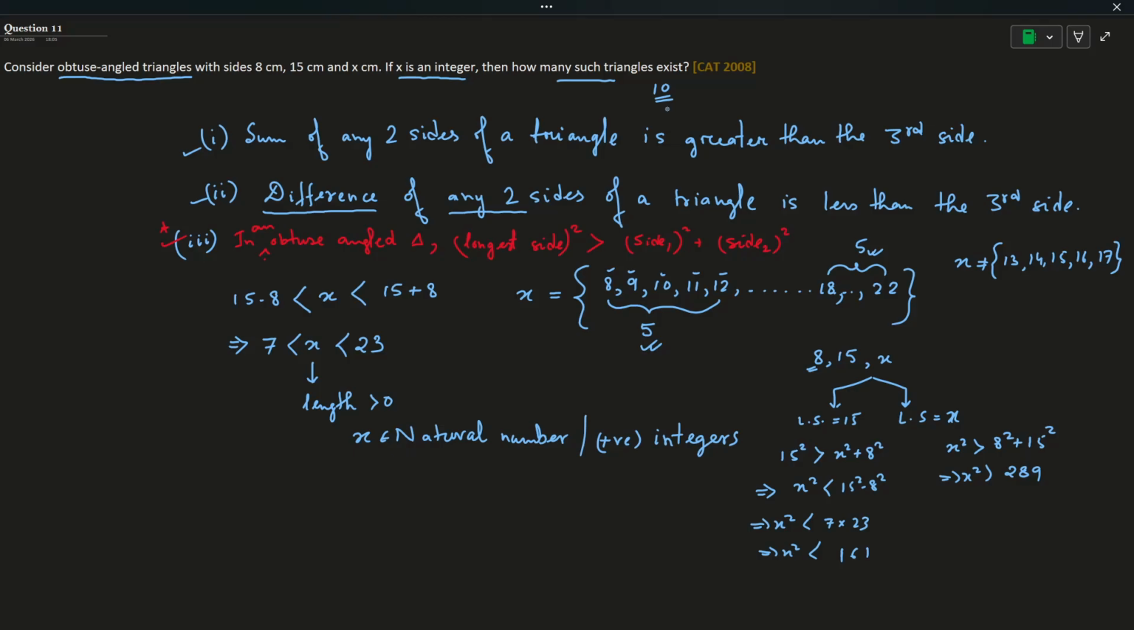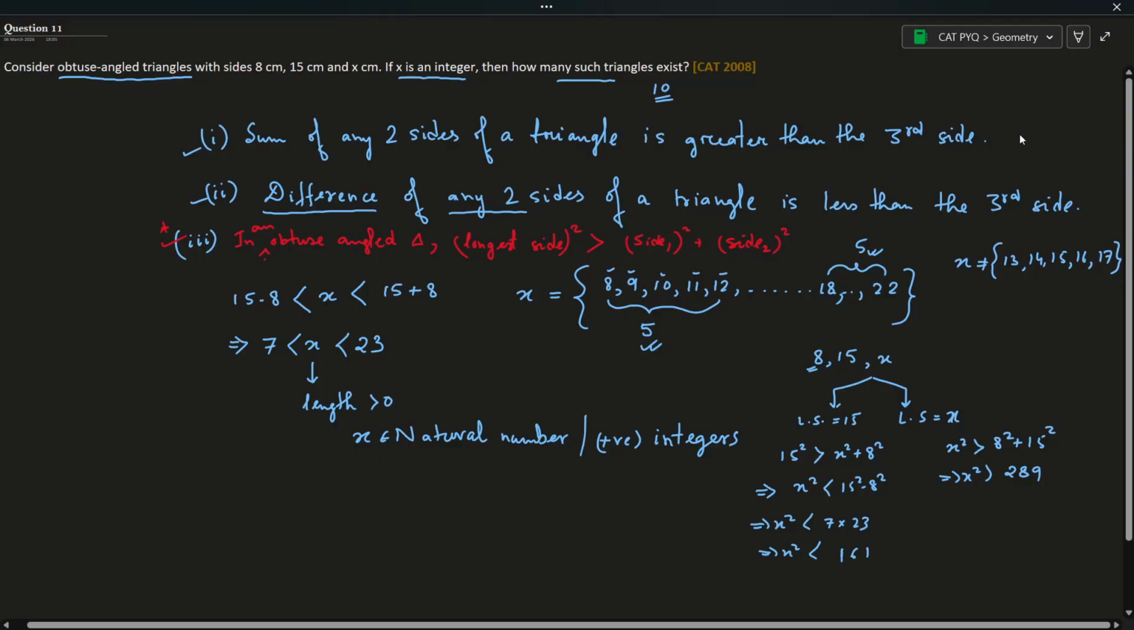A very good question, a very interesting question, not a difficult one, easy to moderate. Moderate because many students fail to acknowledge the two cases. They directly use the first and second property, and from 8 to 22 they include all the values, but we are told it's an obtuse angle triangle, so we will have to take into consideration the third property as well. That is why I have told you moderate, or else it's an easy question only. So easy to moderate. Let's move on to the next question.